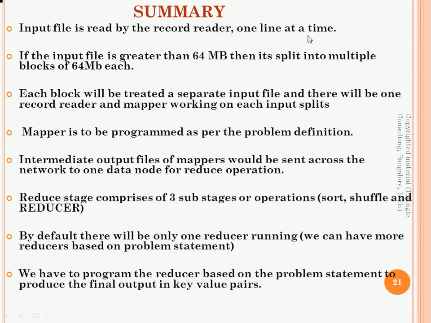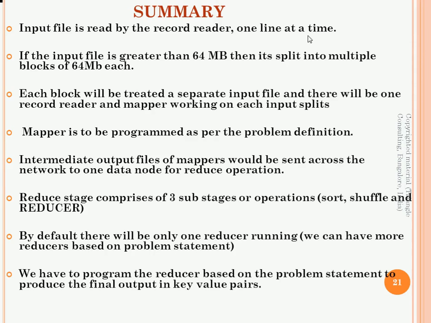So this is the final summary of what actually happens in MapReduce. The input file is read by the record reader one line at a time. If the input file is greater than 64 MB, then it is split into multiple blocks of 64 MB each. And mind you, the 64 MB number can be configured to toggle between 64 or 128 depending upon your need. For this problem, we keep it as 64 MB. Each block is treated as a separate input file, and there is one record reader and mapper working on each of these input splits on a separate data node.